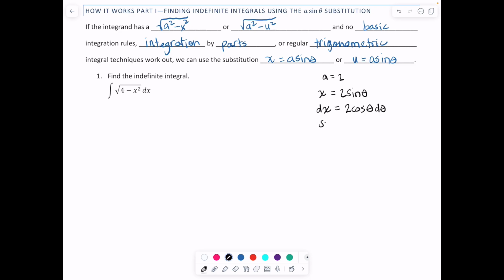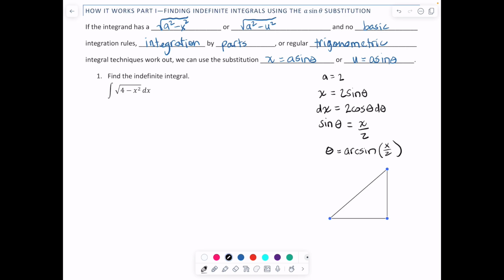Now, we also want to isolate sine theta, and it will be x divided by 2, working from the x equals 2 sine theta equation. And then, just in case we need theta, a lot of times you'll get theta in the integral, if you evaluated the arc sine of both sides, you would get theta equals arc sine of x over 2.